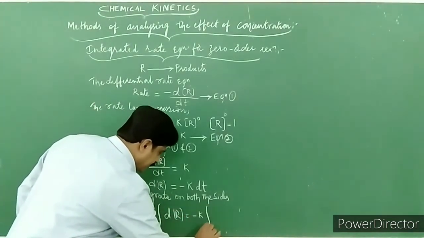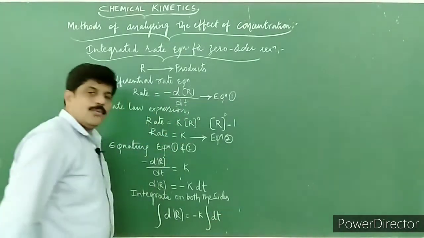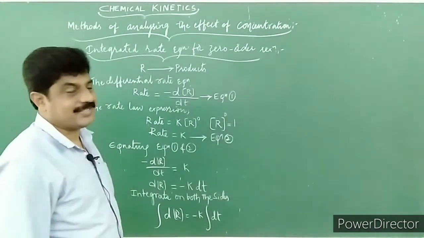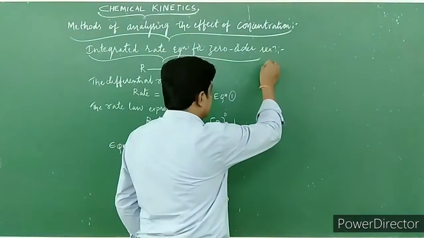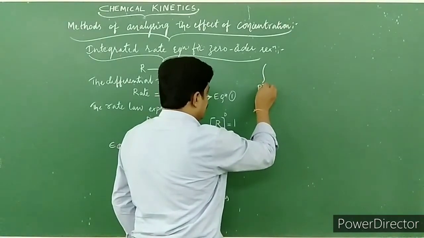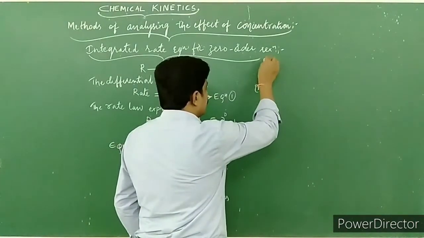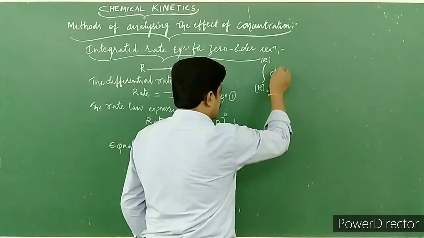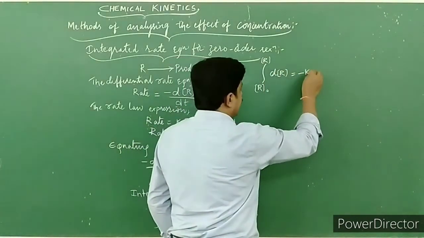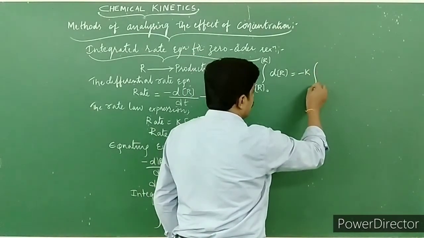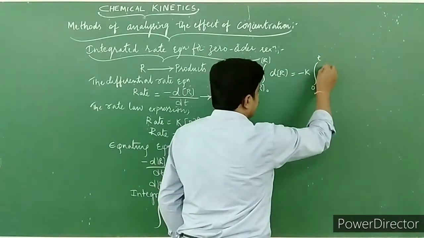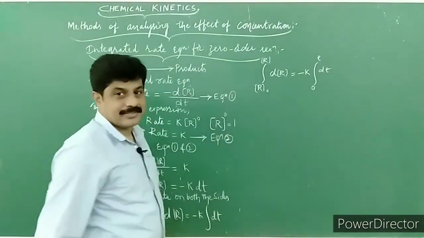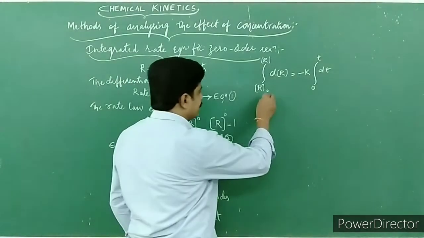Minus k into dt. Once I integrate, let me identify the limits. Children, look at here. In this case, integral of R naught to R, dR, concentration of R, is equal to minus k into integral of 0 to t, dt. Children, once I identify the limits, let me substitute the limits.